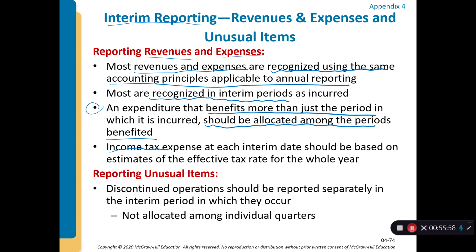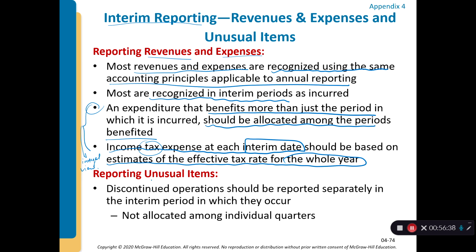And income tax expense at each interim date should be based on the estimate of the effective tax rate for the whole year. So these two reporting standards reflect a more integral view, right? If things benefit other periods, although incurred in a specific quarter, you can still spread them out into other quarters. And in terms of tax expenses, you have to use the effective tax rate for the whole year's income to allocate the tax expense.